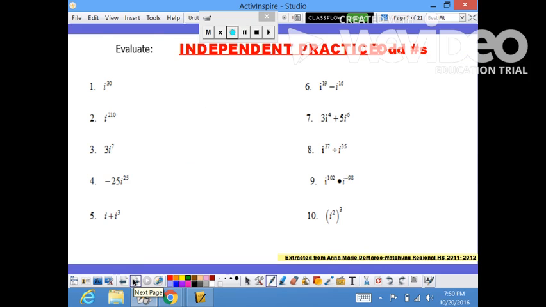We have independent practice here, the odd numbers, which we worked on during class. We're going to use the strategies and the skills that we worked on during class, as well as some strategies from Math 1 to help us be successful with this topic. So let's start on number 1.